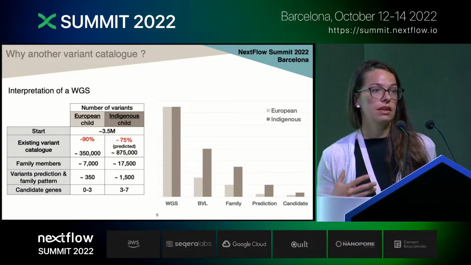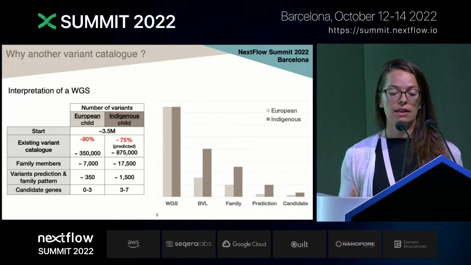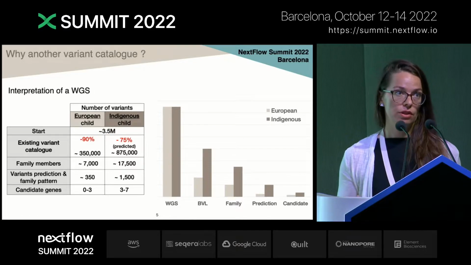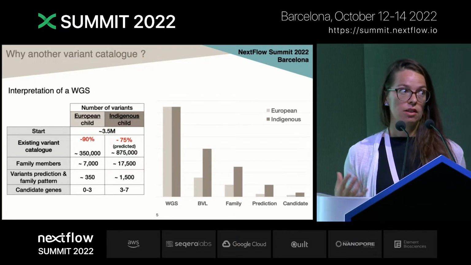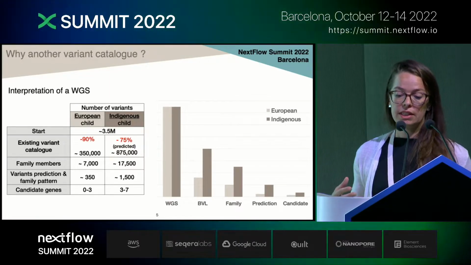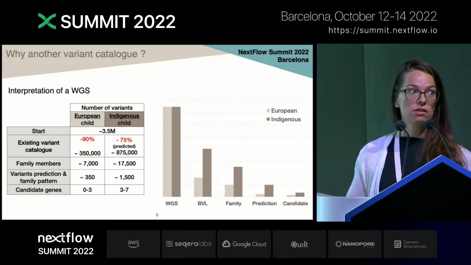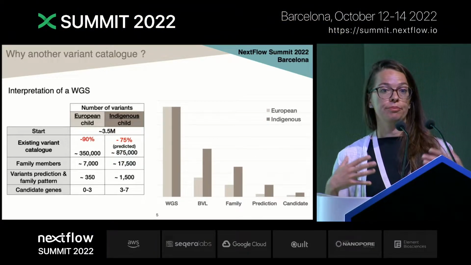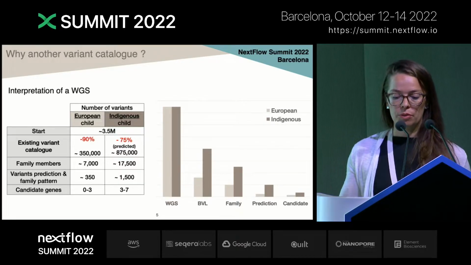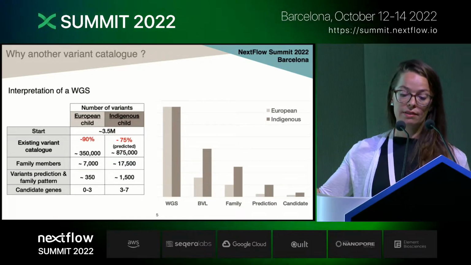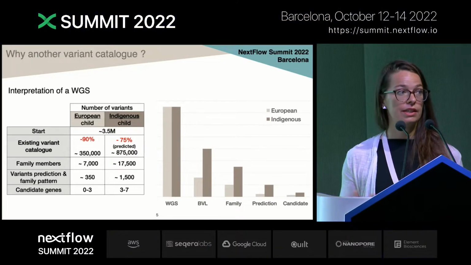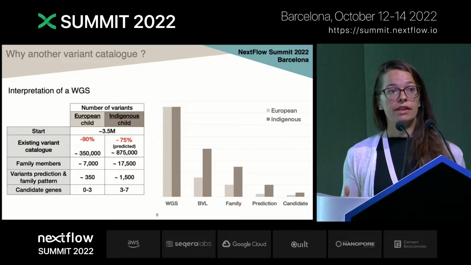But what happened in the project is that they found out that those numbers work for kids that have a European ancestry, for example. But when an indigenous kid comes to the hospital and they get whole genome sequencing and go through the same process, unfortunately, because in the existing variant catalogs there are no indigenous participants, the filtering is way less efficient. And so from the beginning, we filter out fewer variants with the variant catalog, so even using family members, variant prediction, and candidate genes, we end up with more variants at the end.